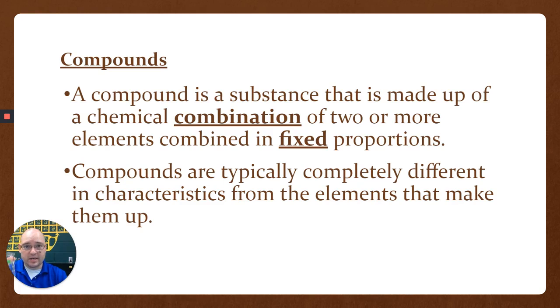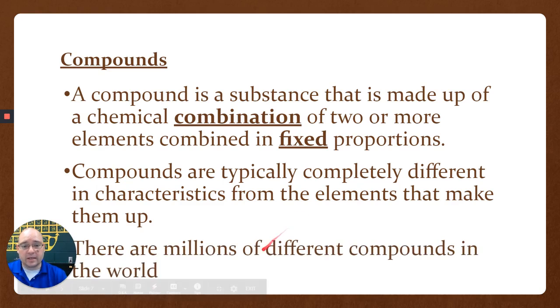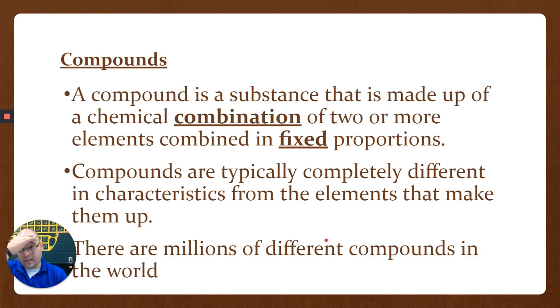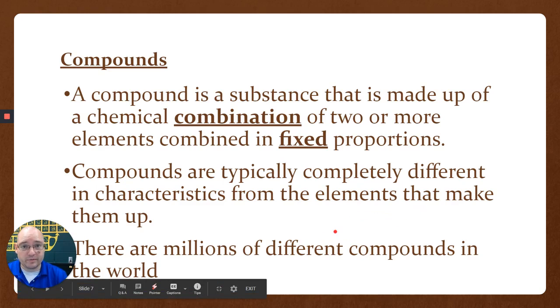So copper and chlorine are two completely different elements that when they are combined, they make something that is not the same as either one of them. So this is not copper. This is not chlorine. This is copper chloride. All right. There are literally millions, if not billions, of different compounds in the world. So we're obviously not going to learn every single compound that exists because that would be impossible.